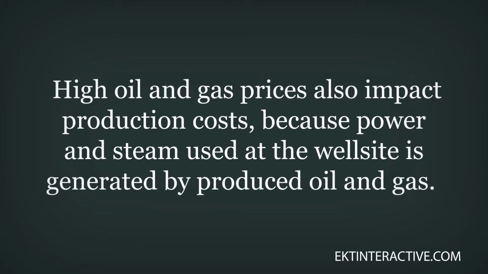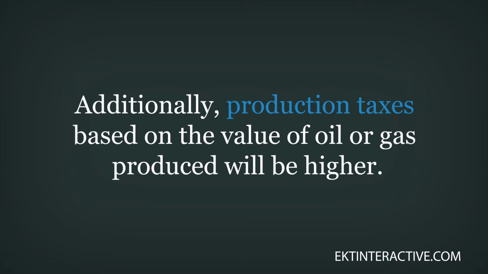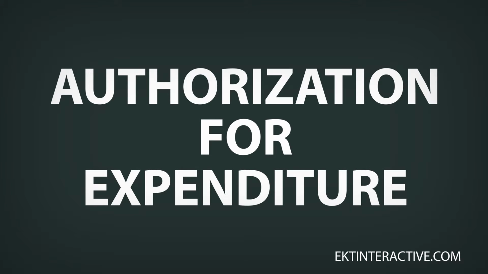High oil and gas prices also impact production costs because power and steam used at the well site is generated by produced oil and gas. Additionally, production taxes based on the value of the oil and gas produced will be higher. Now that we've covered common expenditures for an oil and gas company, let's look at how a company monitors and approves significant costs.